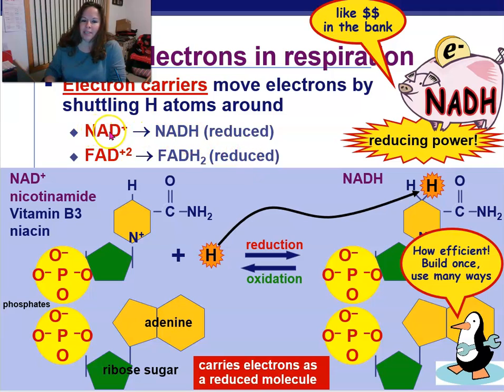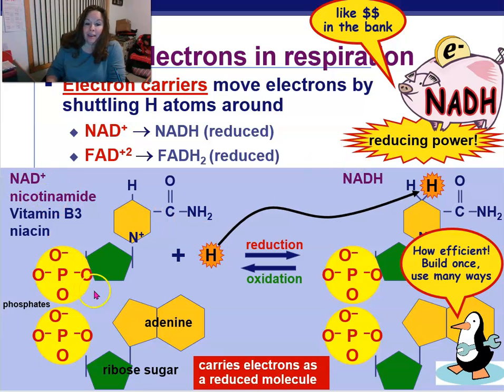So these molecules, NAD and FAD, get reduced because we add an H or an electron to them. And I love this picture here. It's a piggy bank. And when you add electrons to the piggy bank, you have money in the bank to do work later on, down in the mitochondria where we're going to make ATP.